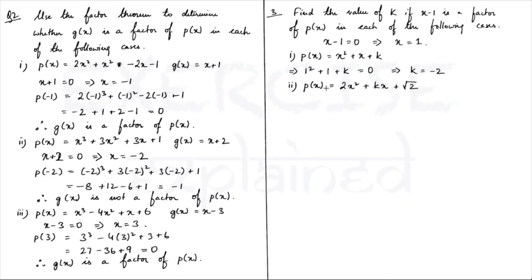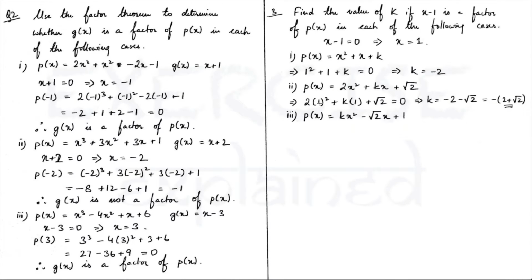The next question, that is p of x is equal to 2x square plus kx plus root 2. Again I'll be putting 1. So p of 1 will be equated to 0, that means 2 into 1 square plus k into 1 plus root 2 is equal to 0. Now 2 into 1 square is 2 itself, k into 1 is k itself plus root 2. So both of them go to the other side, and what we get is plus 2 becomes minus 2 and plus root 2 becomes minus root 2.